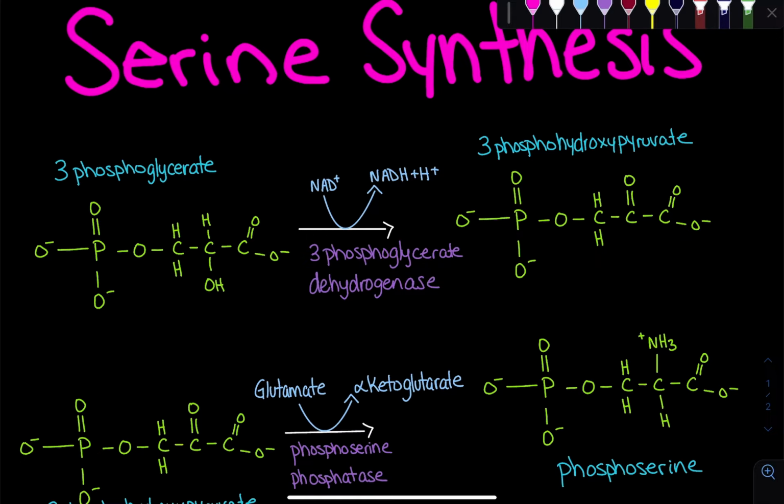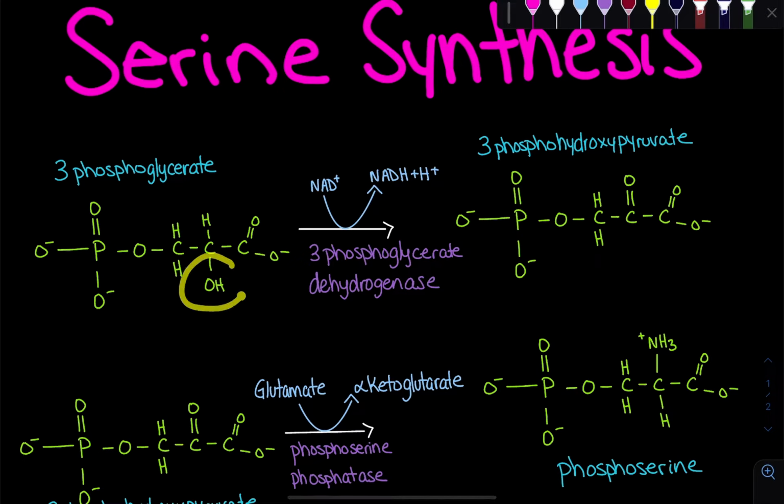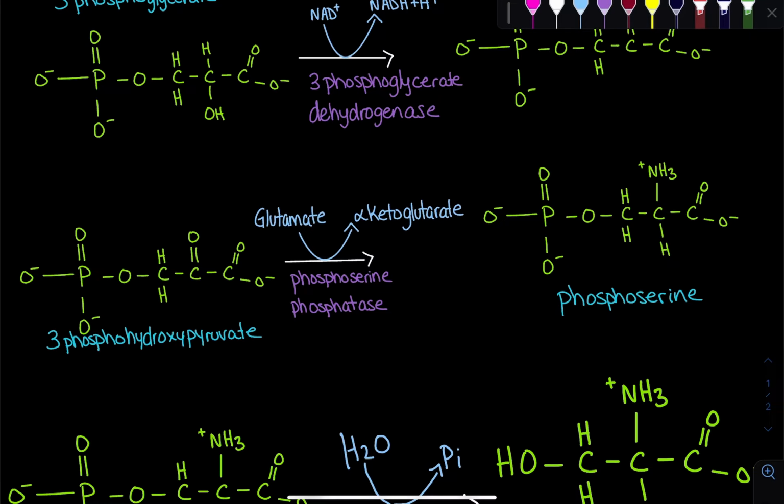We're going to oxidize it, and we're going to create a double bond right over here, and we see that happening right here. So we use NAD plus as an electron carrier, and we reduce NAD plus to get NADH. And this is done by 3-phosphoglycerate dehydrogenase. It's a dehydrogenase because we're using NAD plus. So once we oxidize the hydroxyl, we get this oxidized version where we see this double-bonded oxygen, and this is referred to as 3-phosphohydroxypyruvate.